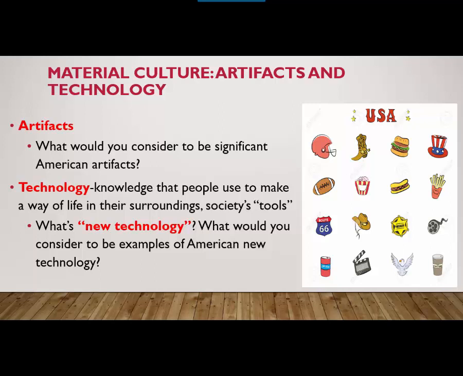The second type of material culture can be a little confusing because when I say technology, you may not be thinking society's tools or the knowledge that people use to make a way of life in their surroundings, which is the definition of technology. You might be thinking specifically of things like the internet or artificial intelligence or the microchip. And because some of those things are not really physical, like we can't touch them in the most literal sense of the word touch, students don't always necessarily think that this is a form of material culture.